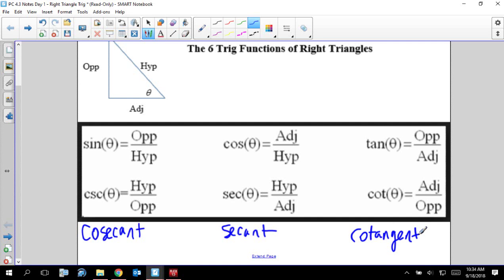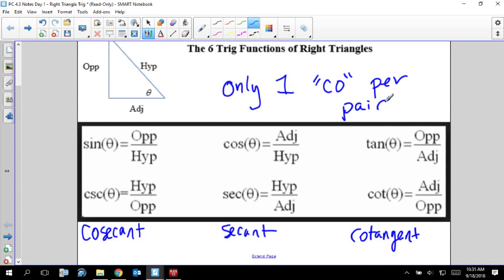Now, where students will make silly mistakes is they will forget which one of these goes with the original. They'll forget that cosecant goes with sine, or that secant goes with cosine. Usually nobody forgets tangent and cotangent go together. So I have a little trick to remember which one goes with which: if you look at the reciprocal pairs, there's only one co per pair.